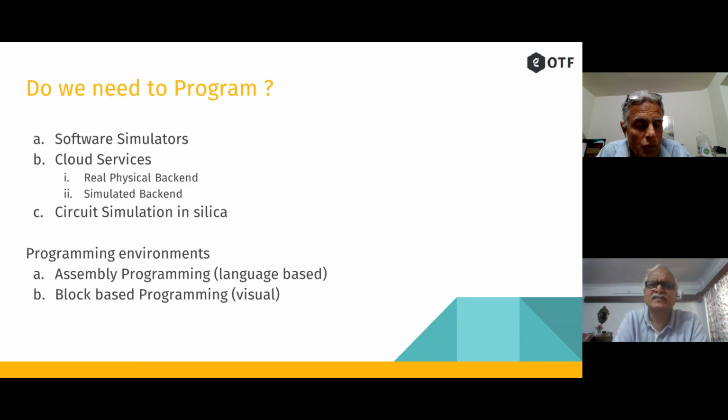The other options available are visual tools or block based programming tools. You have a front end, a visual interface, a GUI based environment, where you drag and drop and then create your own program and run it. So there are even block based approaches, which are visual programming tools. We'll be using a bunch of these as we move forward for our implementations and understanding.